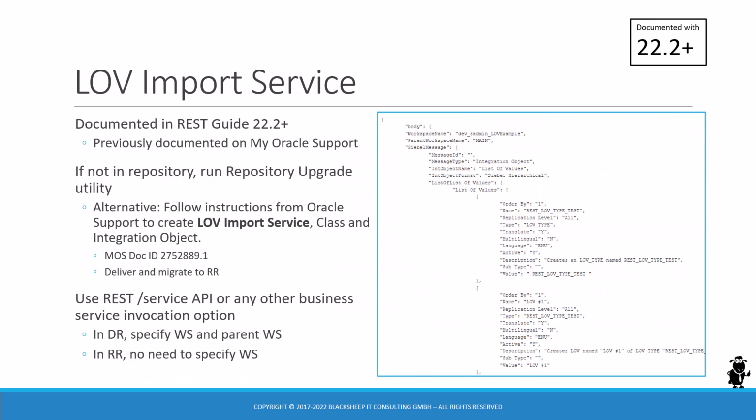22.2, the February release, was a minor one, but it included, for example, the LOV Import Service, now included with the repository upgrade and fully documented. A very valuable service for anyone who wants to manage list of values in modern Siebel versions.